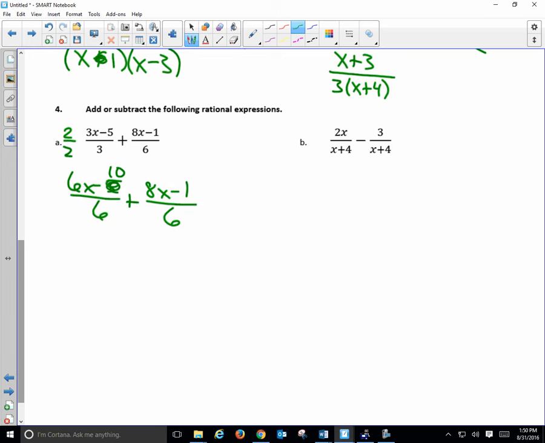All right. So we got 14x minus 11 over 6. How about B? Can the denominators have expressions as opposed to numbers? Yeah, they can. And so you would just write this as 2x minus 3 all over x plus 4. No need to change anything so the denominators are the same. However, when you get to example C, now what?